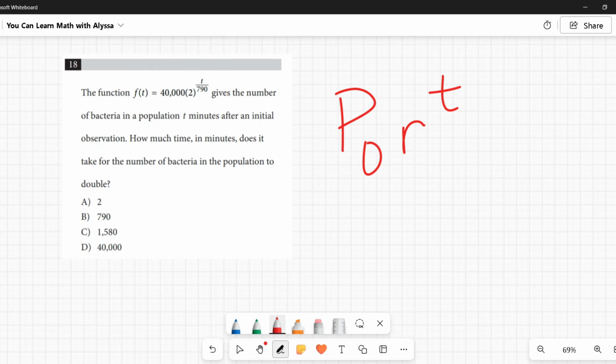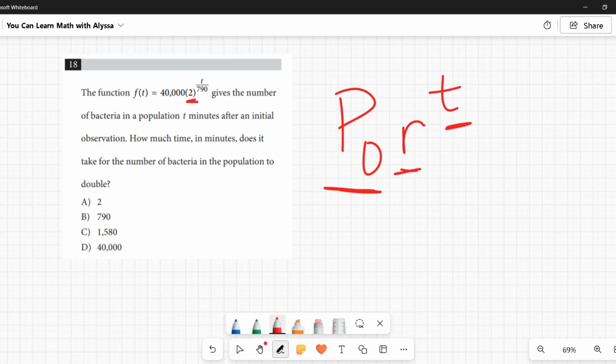And they want you to know which of those numbers is the initial population, which is the rate, and which is the time. We look over here, 40,000 then is our initial population, and the number that is the base for this exponential is the rate. So it's doubling, growing by 2, you're multiplying it by 2 every t minutes. In this case, there's a little wrinkle here that it's t over 790.